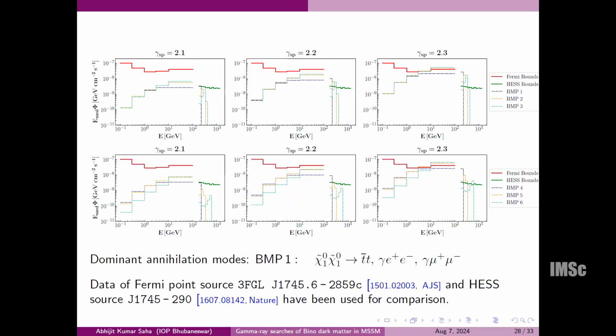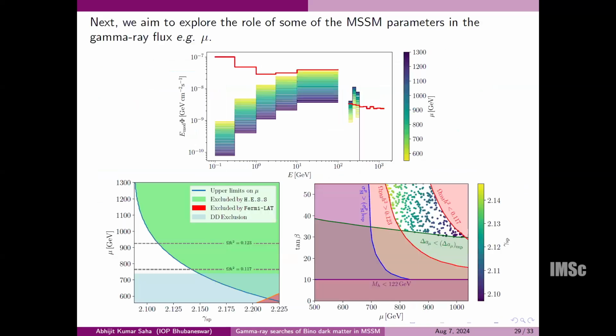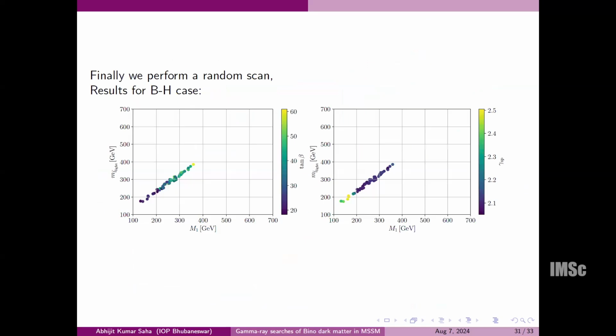So Fermi is sensitive to lower energy. Okay, so that's why the behavior is different. As you lower the mass, the gamma ray energy is lower, and so you need a larger gamma sp in order to be ruled out by Fermi or Hess. In this case, mostly for lower mass dark matter, it will be Fermi.